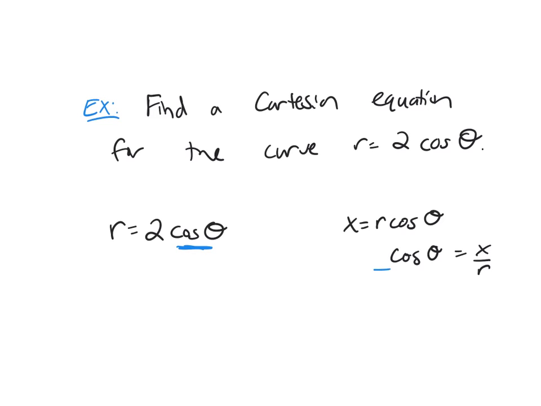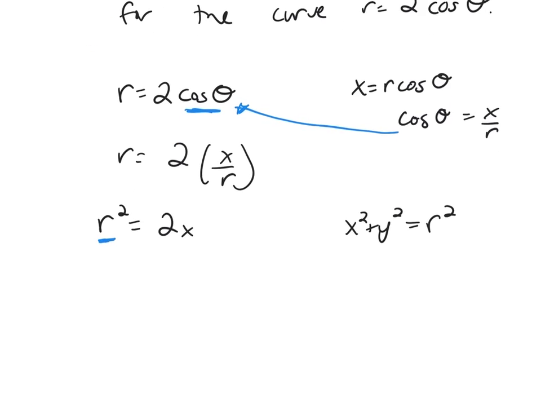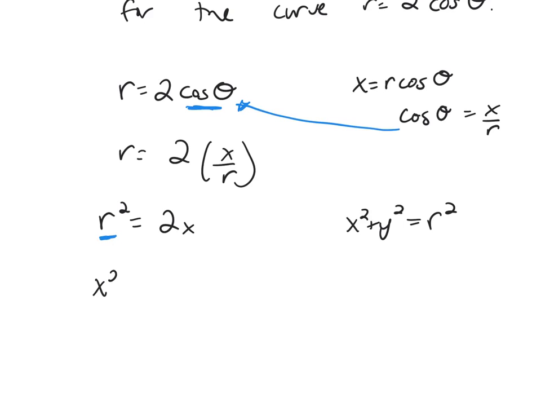So I'm going to take this and plug it in there. So I get r equals 2 times x over r. And if I multiply both sides by r, I'd get r squared equals 2x. So we got rid of theta, but now we have an r squared here. But if you remember, we had a conversion equation for that. It was x squared plus y squared is r squared. So I can now plug this in. x squared plus y squared is 2x. So this would be the converted equation.